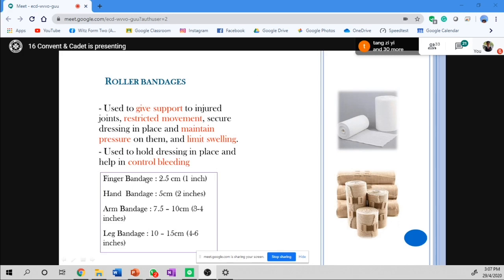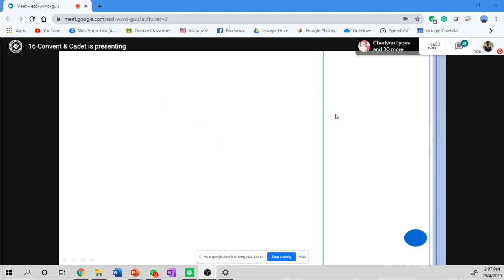Different parts of your body need different sizes of bandage. As you all can see over here, the finger is 2.5 cm, the hand and so on. This one I just go through to let you all know the appearance of the roller bandage. Enough.